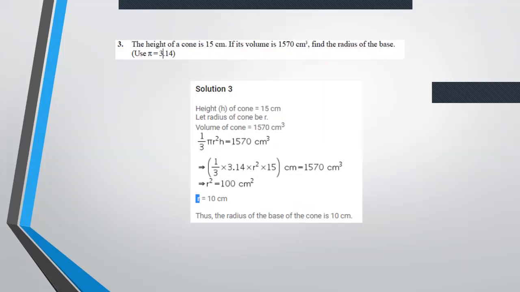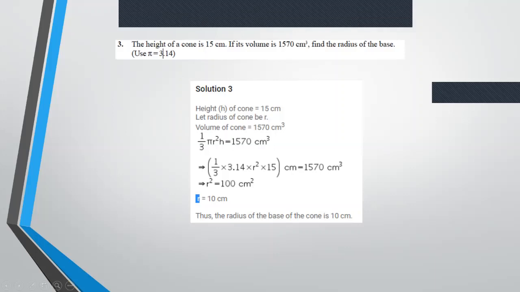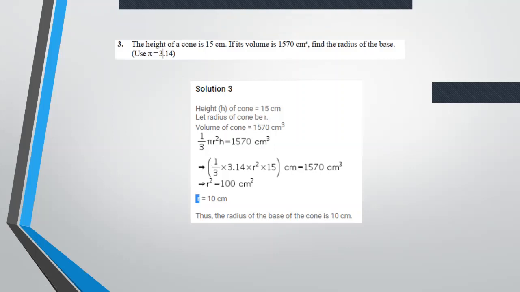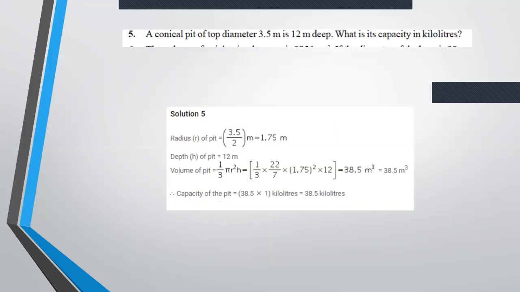Ma'am, the 5th answer is 38.5 meter cube. Just a minute. Abhiraj, are you done with the 3rd one? Almost. Chalo faster. Yeah, ma'am, done. Now I'm moving ahead to the 5th one. Yes, somebody said it is 38.5. So 1 meter cube is equal to 1 kiloliters. Please write it down somewhere very properly. 1 meter cube is equal to 1 kiloliters. So the answer remains the same.